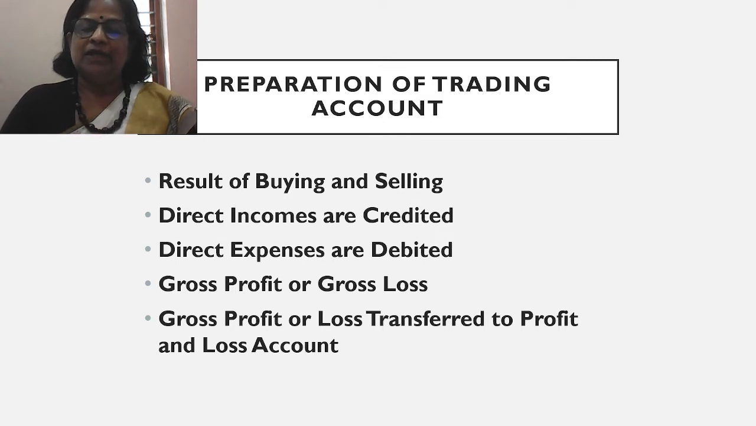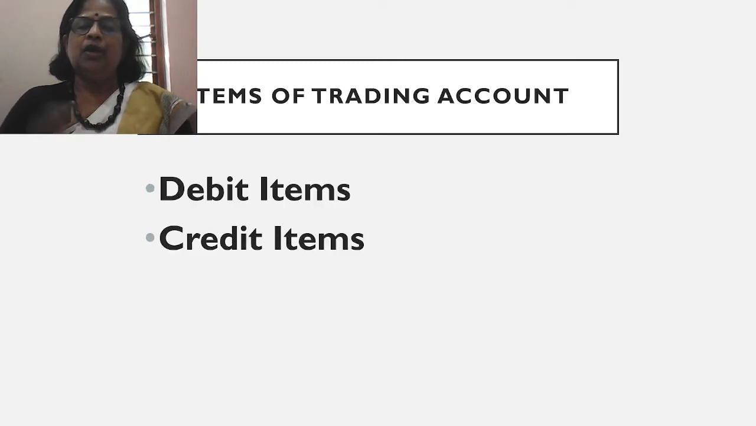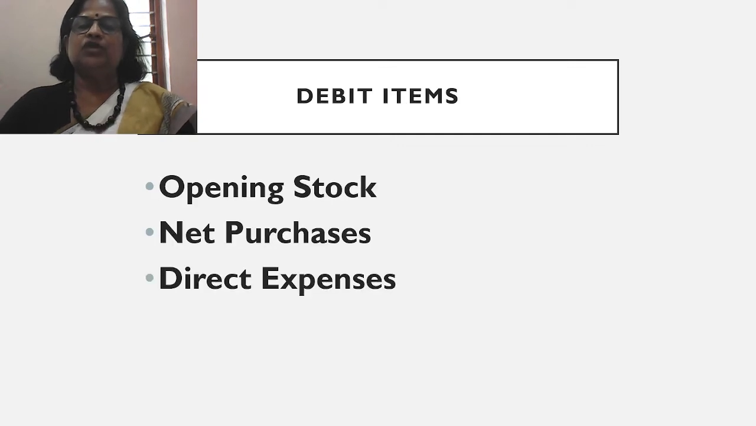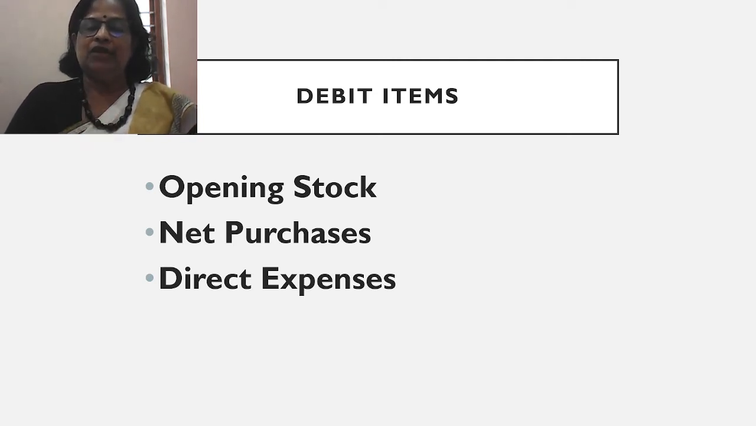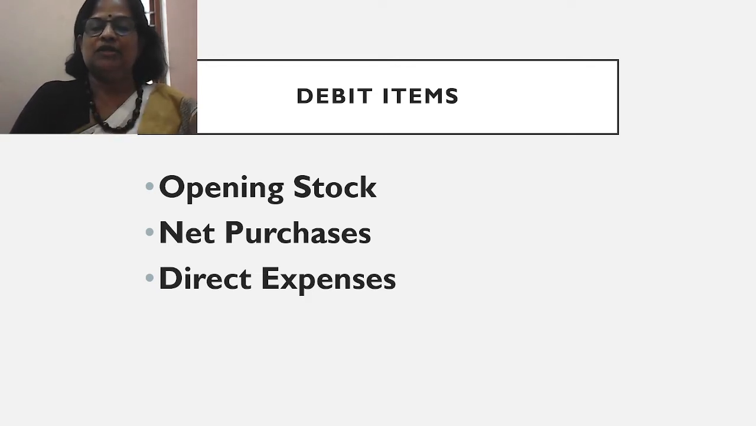So you have to remember that after preparing this trading account, gross profit or gross loss is transferred to profit and loss account. Now items of trading account, I told you debit side it will be the expenses and credit side it will be the incomes. So debit items you have to remember it's opening stock. First is the opening stock. So you have to remember opening stock at the beginning of the financial year, whatever closing stock for the last financial year, that will be transferred as opening stock. Whatever items in stock with the business unit, that will be the opening stock for this financial year.